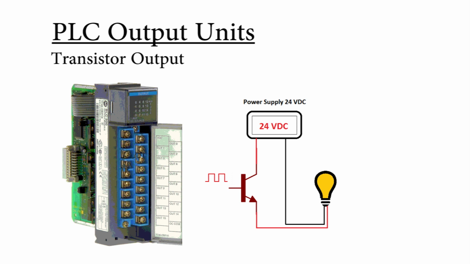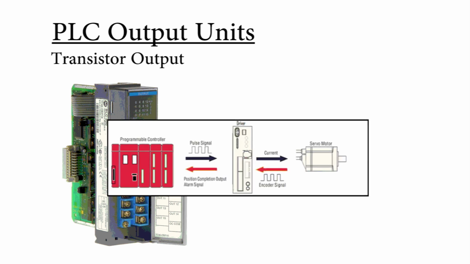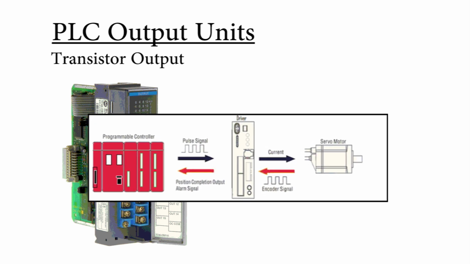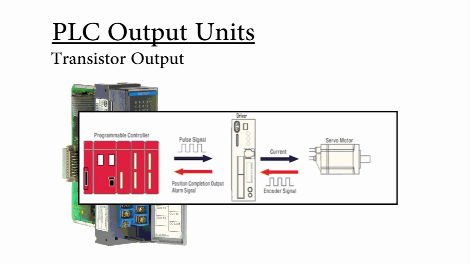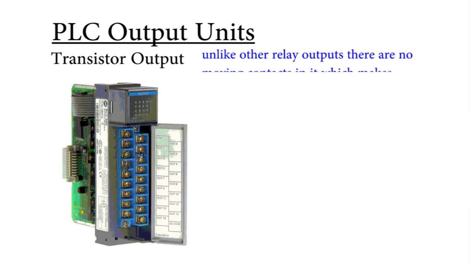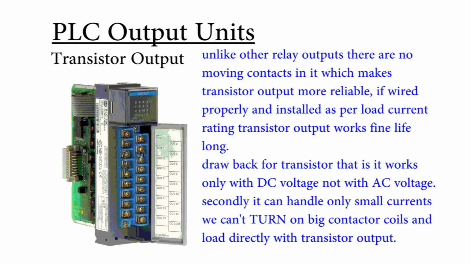Transistor outputs can operate at high speed, into several kilohertz depending upon the PLC model. Transistor output cards can be used to send high speed pulse signals to stepper and servo drives. They can also be used to generate PWM signals for some applications. Unlike relay output cards, there are no moving contacts in it, which makes transistor output more reliable. If wired properly and installed as per load current rating, the transistor output works fine for its lifetime.